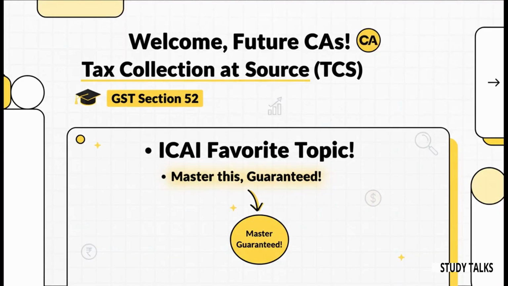Tax collection at source, or TCS, under Section 52. And I promise you, by the end of this quick explainer, you'll be total masters of this section. You'll be ready for any question ICAI decides to throw your way. So let's kick things off with a classic exam problem and see if you can spot the trap.